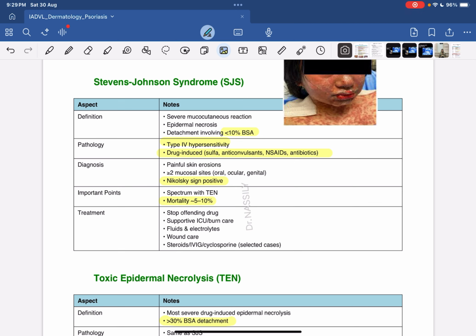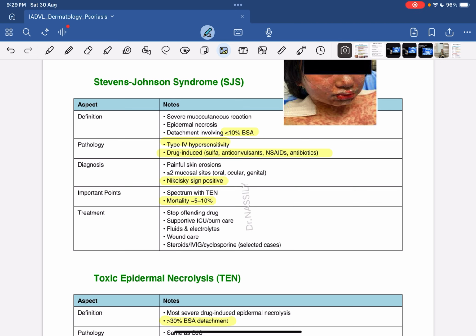Mostly it is drug induced. For example, sulfa drugs, anticonvulsants, NSAIDs, and antibiotics. The patient will present with painful skin erosions of greater than or equal to two mucosal sites like oral, ocular, and genital erosions, and the Nikolsky sign will be positive. Then mortality is approximately 5 to 10 percent.